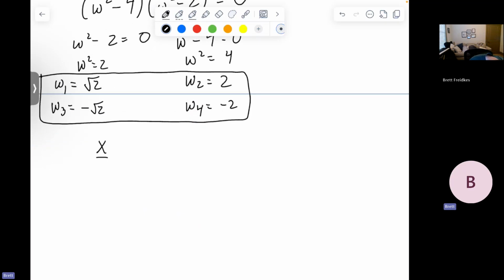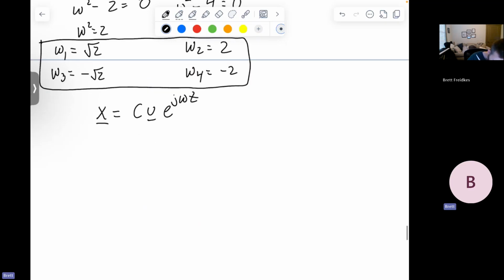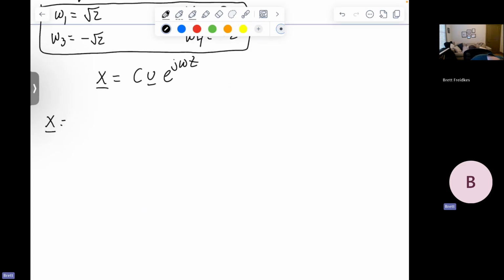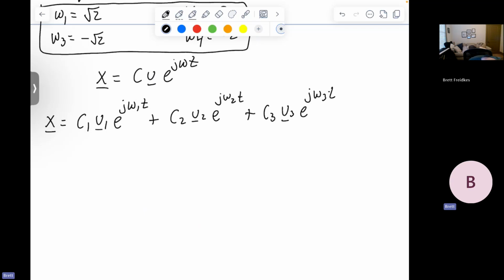We said that x was equal to some c u e to the j omega t. But we had 4 solutions, so we're going to sum 4 linearly independent solutions together. So I'm going to say that the total x is going to be some c1 u1 e to the j omega 1t plus some c2 u2 e to the j omega 2t, c3 u3 e to the j omega 3t, plus some c4 u4 e to the j omega 4t. And that would be our total solution.